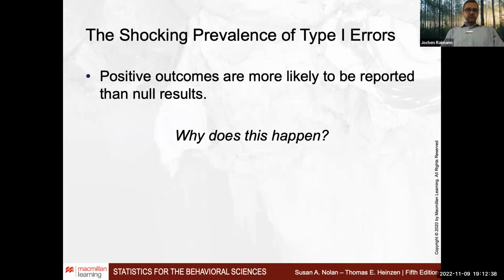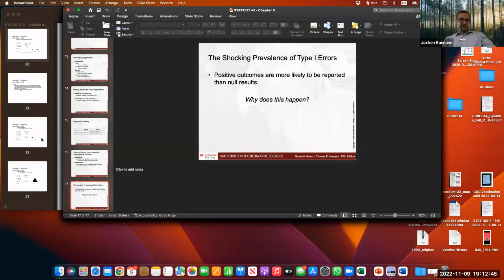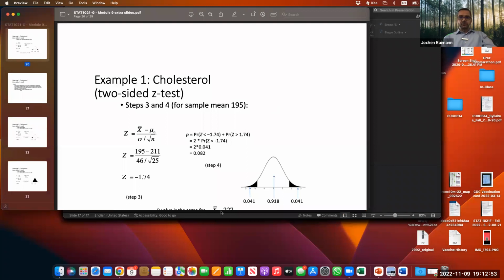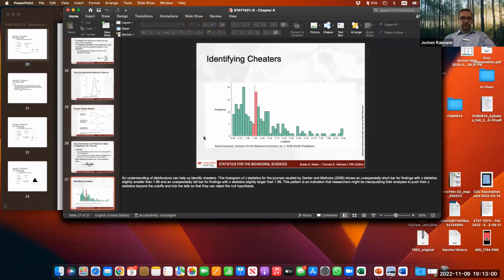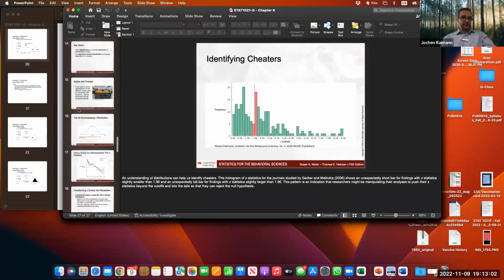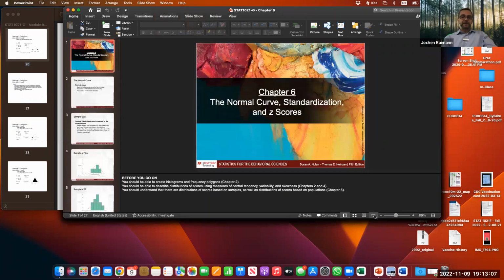Good. Shocking prevalence of type 1 errors. We talked about this as a result of publication bias: researchers want to publish significant results, and these are most likely to be published in journals. Not sure I would go as far as to call them liars, but that's a Norton and Heinzen thing. Yeah, here we go. So that's the cheetah slide, right? Which is going exactly in that direction. And then we talk next about the normal curve, standardization, and the z scores.